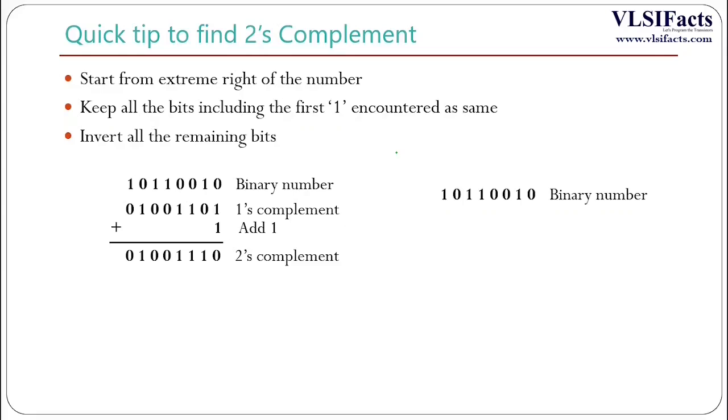So we will take the binary number. Now we will start from the right. We will keep this 0 as it is. We will keep this 1 as it is, as this is the first 1 encountered, and we will keep everything the same till the first 1, and then the remaining bits will be inverted. So this 0 will become 1, this 0 will become 1, this 1 will become 0, this 1 will become 0, this 0 will become 1, and this 1 will become 0. So this is the 2's complement form of the given binary number.